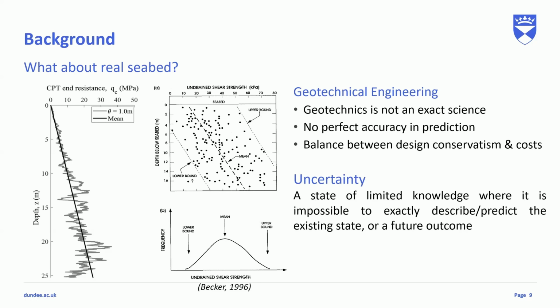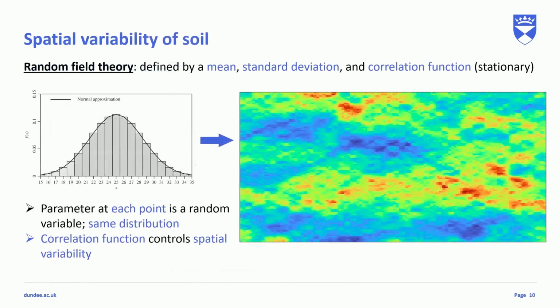Uncertainty is a state of limited knowledge. It's not just about the seabed state, it's also about the measurement errors. Everything, like the prediction equation, also involves some errors. All of those are uncertainties. So in this presentation, I will just incorporate the inherent spatial variability of the seabed, but not the prediction errors. If you want to incorporate the spatial variability, how?